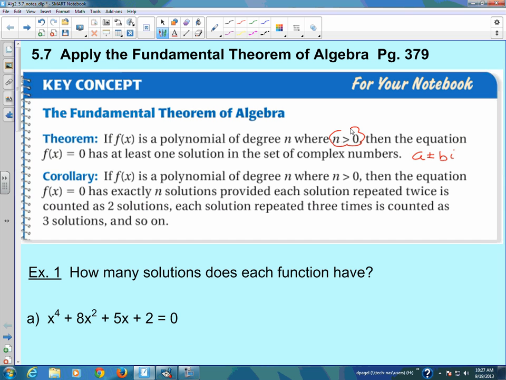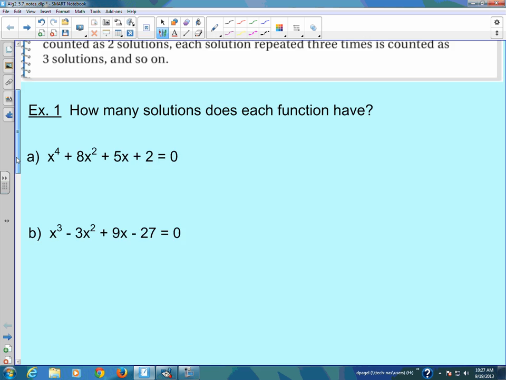The corollary to the theorem: if f of x is a polynomial of degree n, where n is positive, then the equation f of x equals 0 has exactly n solutions, provided each solution repeated twice is counted as two solutions. If it's repeated 3 times, 3 solutions, and so on. So basically the degree of the function determines how many solutions we're going to have, and later in this section we're going to learn how we know if they're real or imaginary. So that's where we are headed.